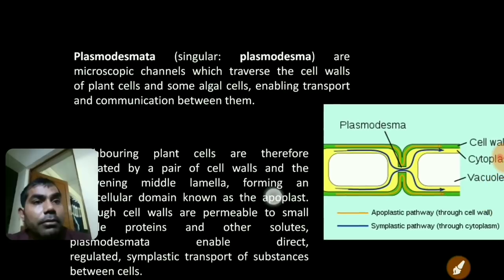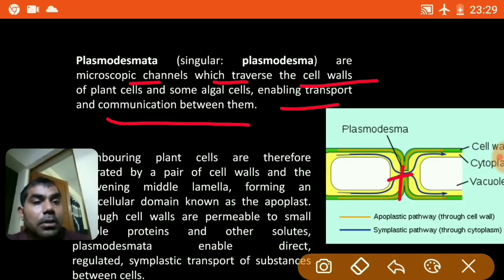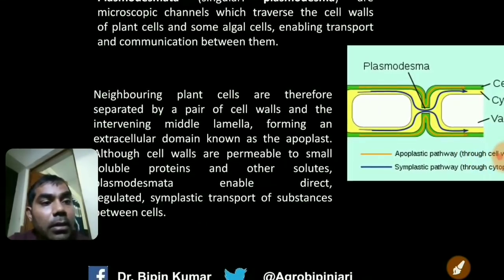Actually, if you see the plasmodesmata, this is a microscopic channel which traverses the cell wall of the plant and some algal cells, enabling the transport and communication between them. So it will go through the cell wall between two cells of the plant, and it will make transport as well as communication. Here more explanation is given.